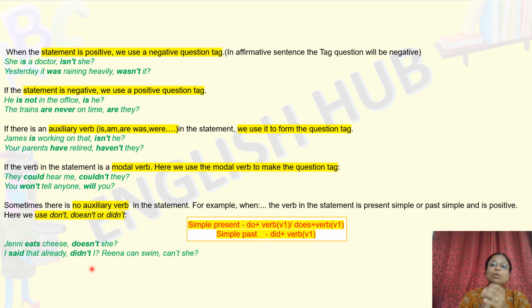Similarly, another example: They wrote the test. Wrote is past tense. What will be the tag for that? Didn't they? Did plus write is wrote.